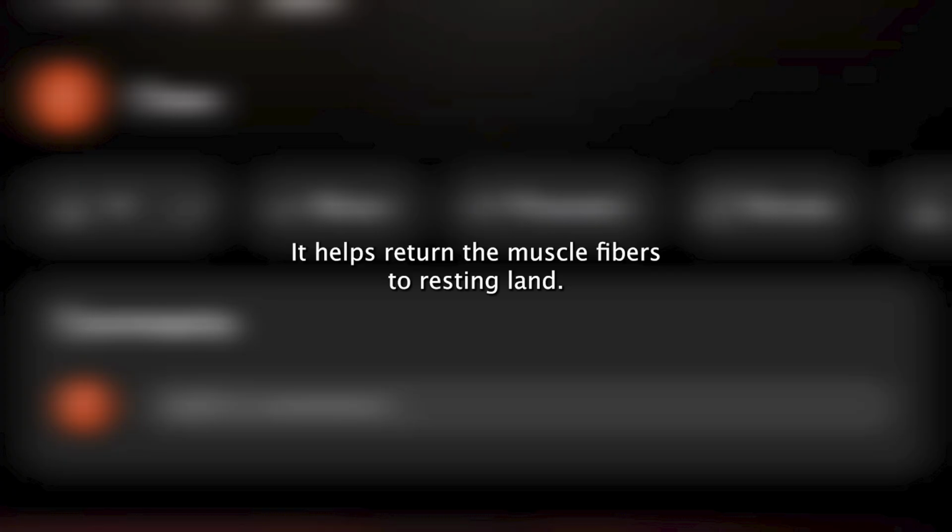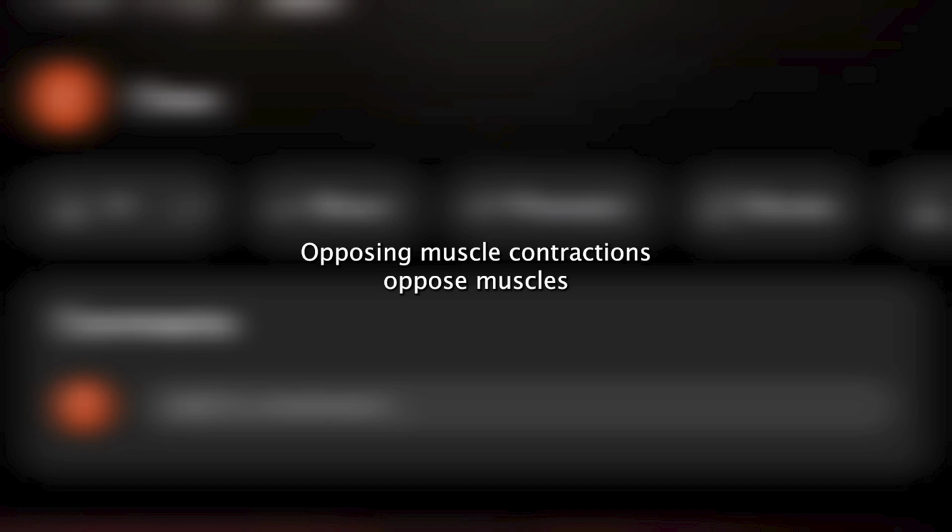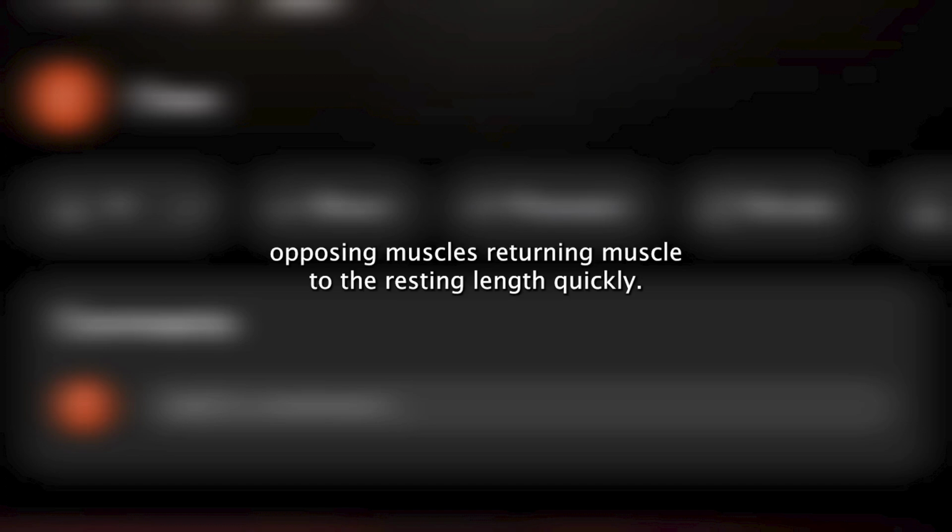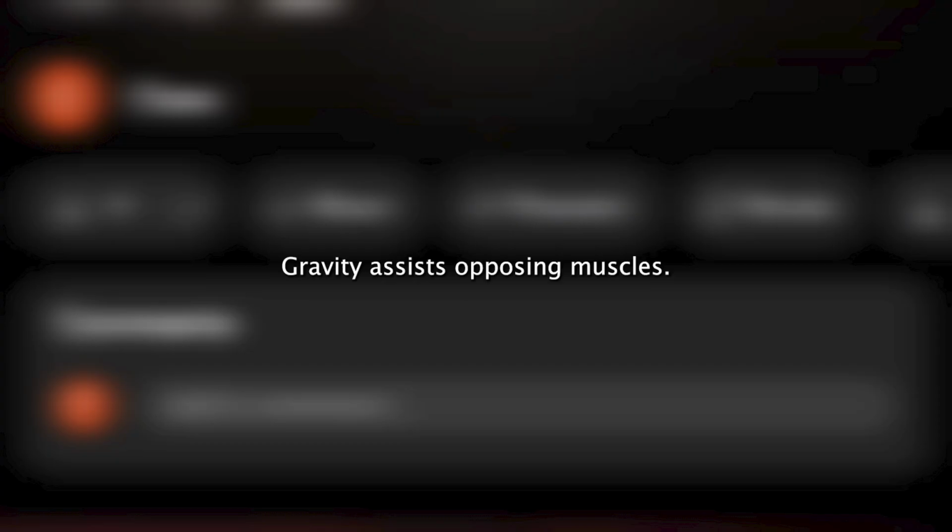This is time at the bottom. Kind of makes sense. Muscle relaxation and the return to resting length. Elastic forces: tendons recoil after a contraction. It helps return muscle fibers to a resting length. Opposing muscle contractions: opposing muscles return a muscle to the resting length quickly. Gravity assists opposing muscles.